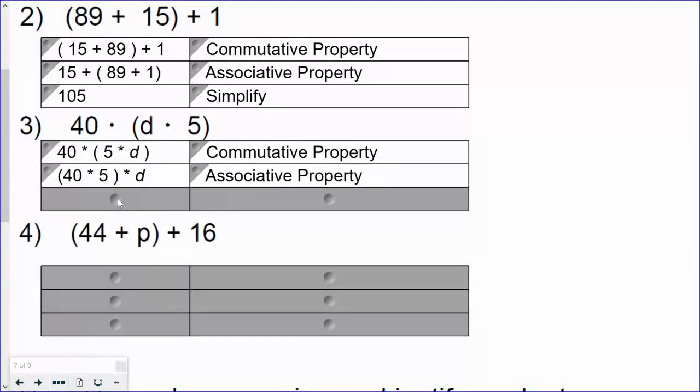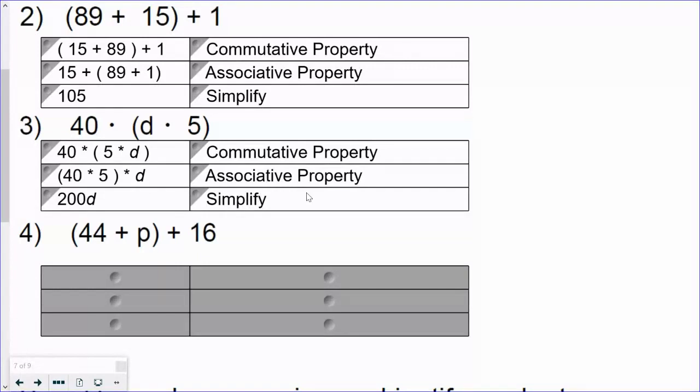Now I can take 40 times 5 to get 200D. So this means 200 times the value of D. It's still simplified, even though I have a variable. If they haven't given me the number to replace what D's value is, then we just leave it as it is.